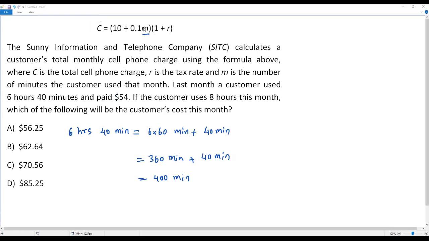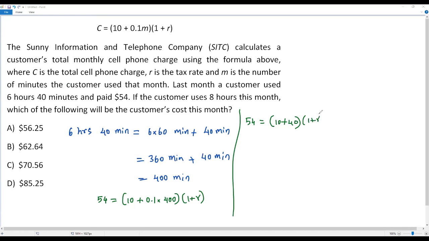Okay, now let me plug these values into the formula we have over here. I have to plug in 54 for C and 10 plus 0.1 times, for M, the number of minutes, that is 400 minutes, times (1 plus R). Here let's do some simplification and solve for R in this equation. So 54 equals 10 plus, when I multiply 0.1 and 400, I am getting 40, times (1 plus R). Here 54 equals 10 plus 40 is 50, that is 50 times (1 plus R).